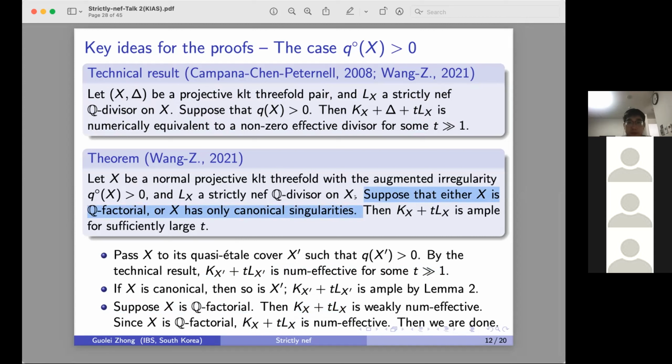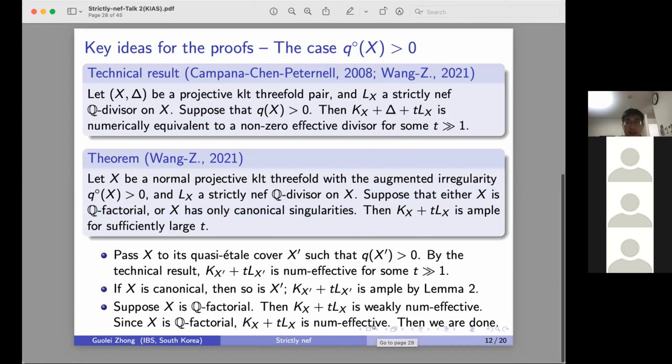Okay. So in the case of the augmented irregularity being positive, we can also show Kx plus TLX is ample if X is Q-factorial or has canonical singularities. Okay. So this is the second case, q being positive.